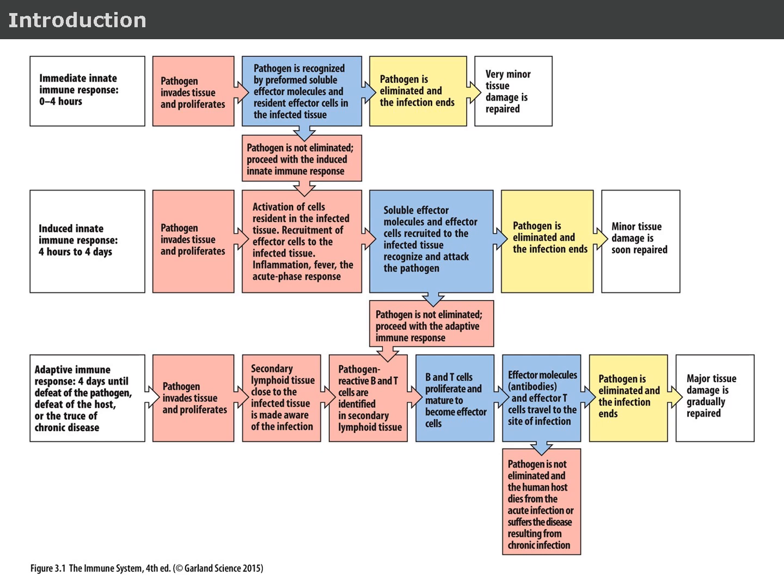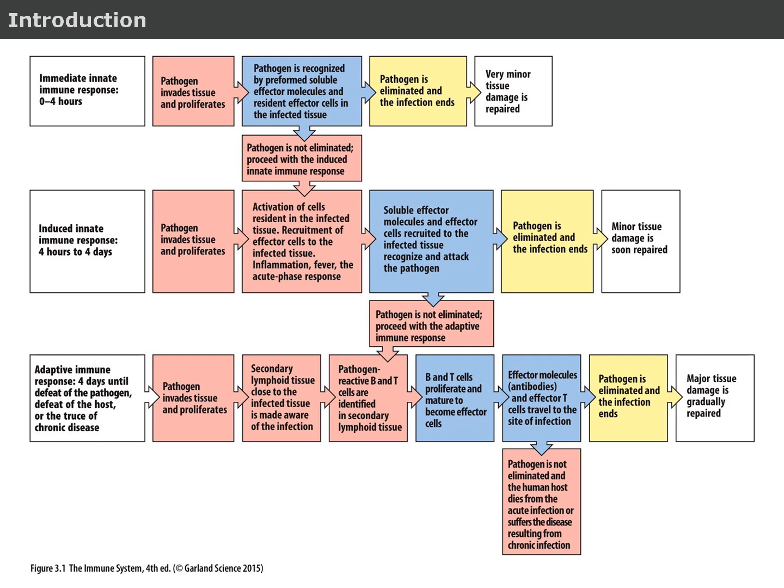The first line of defense is the immediate innate immune response, which occurs within 0 to 4 hours of pathogen invasion. During this phase, the pathogen proliferates, but it is recognized by preformed soluble effector molecules and resident immune cells in the infected tissue. If this response is successful, the pathogen is eliminated quickly, the infection ends, and only very minor tissue damage needs to be repaired.